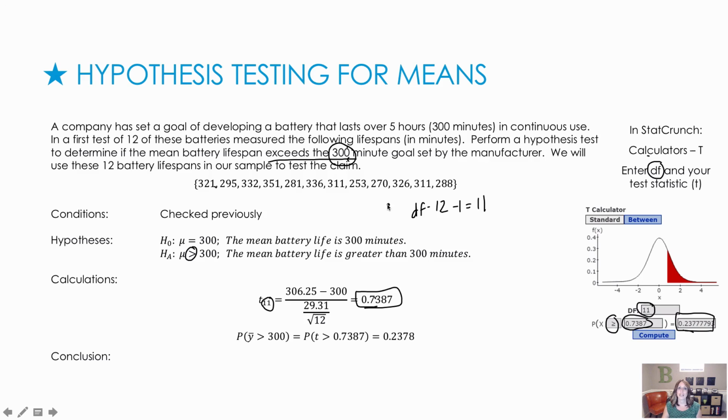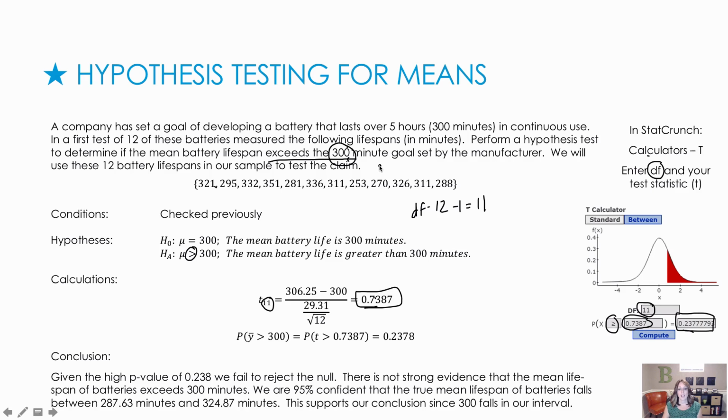Again, remember when we did our interval, 300 was in our interval, and so we said, based on that, we shouldn't be rejecting the null. This backs it up because this is a high p-value, so we're going to fail to reject the null. There's not strong evidence that the mean lifespan exceeds 300 minutes.